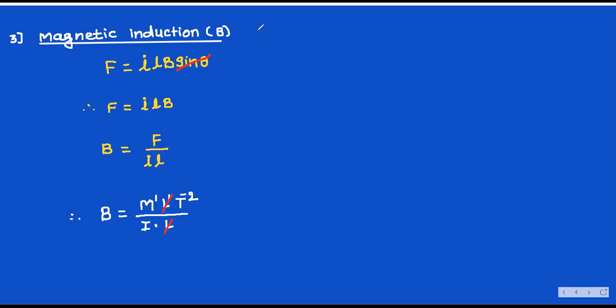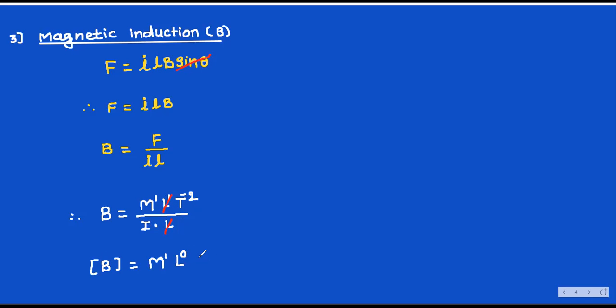B dimensions. See, dimensions of B is equal to 1 in mass. Is there any length term? No, so 0 in length. If any term is missing, you can keep it as a 0.